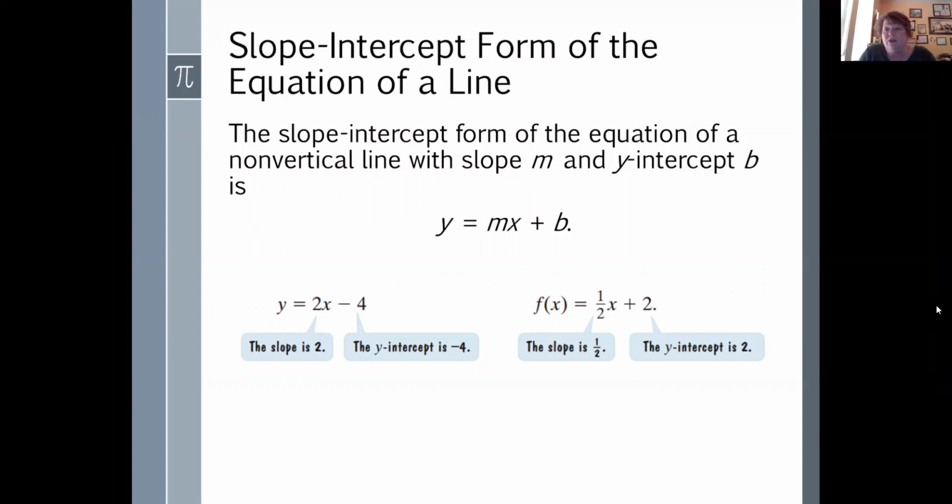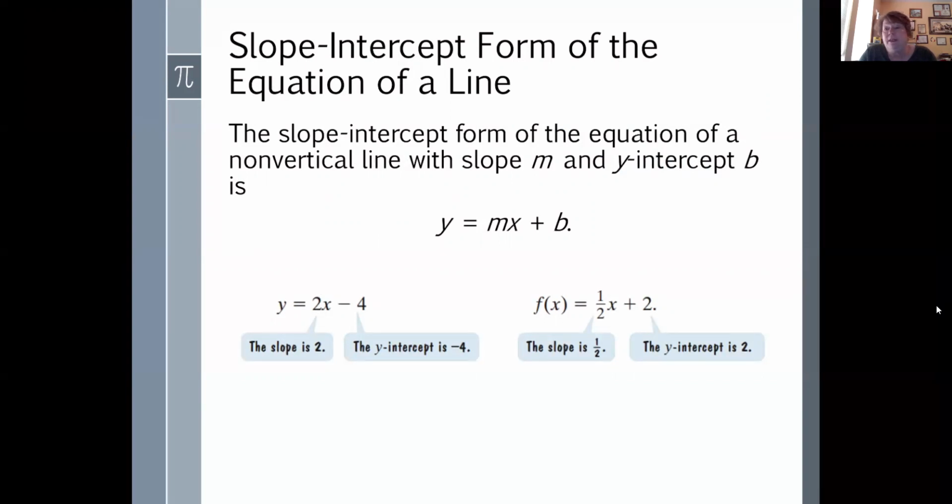So looking at these two examples, y equals 2x minus 4, just looking at that equation, I know the slope is 2 because that's the number I'm multiplying times the x. So the slope is the number that you're multiplying times your variable x. The y-intercept is whatever that constant is. So the y-intercept is -4.